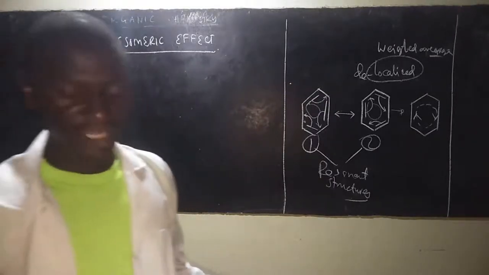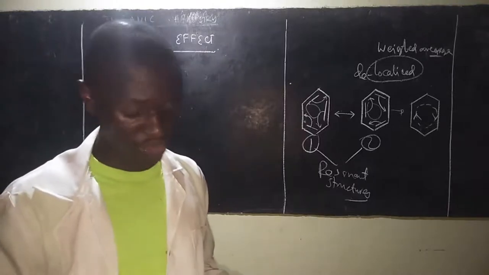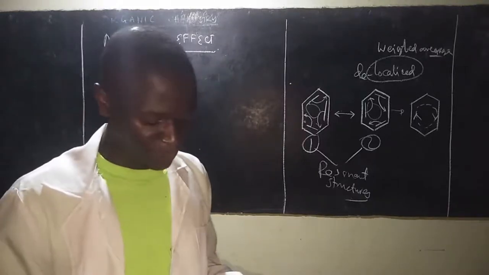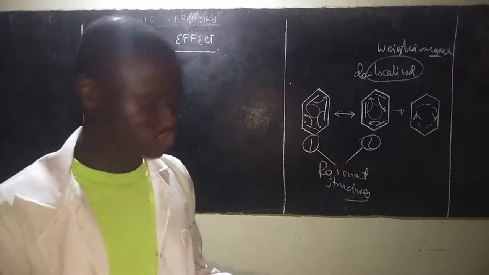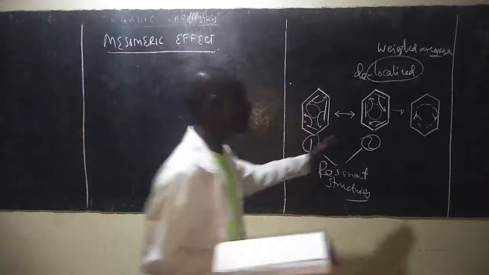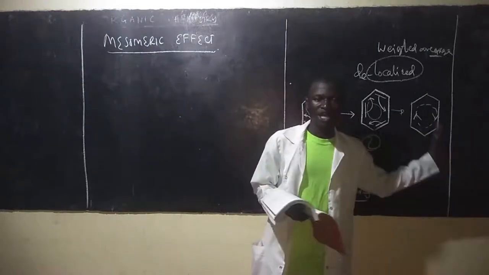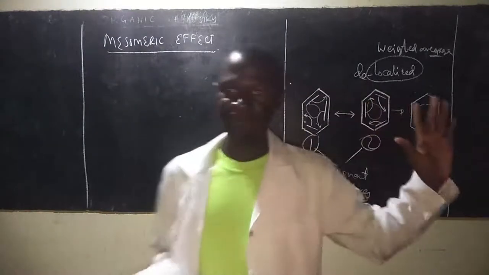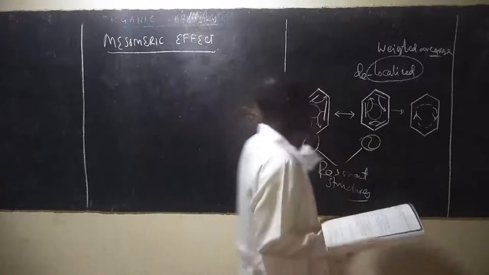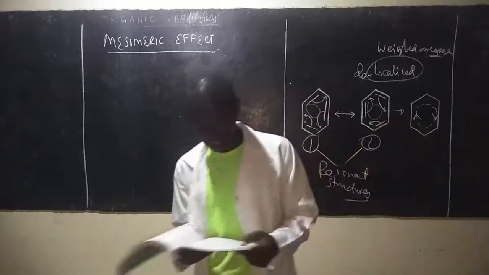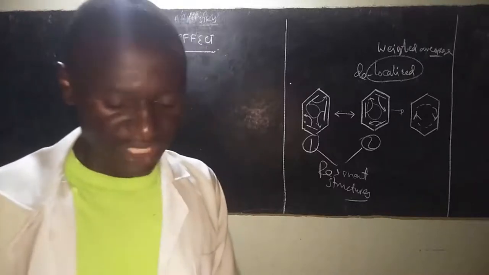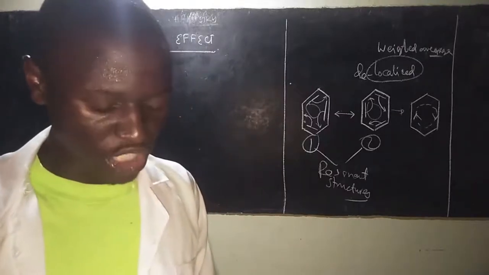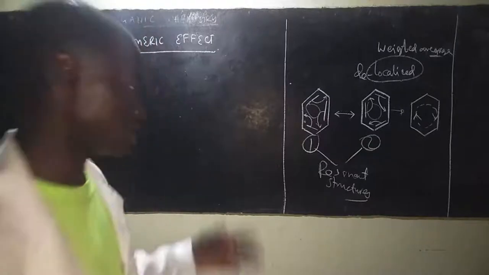So when we are talking of the resonance hybrid, it refers to the weighted average of the contributing structures. What happens at the final stage here? Here is the resonance hybrid, the average of these two structures, the weighted average of the two contributing structures. The energy of the resonance hybrid is always less than the energy of any of the contributing resonance structures.